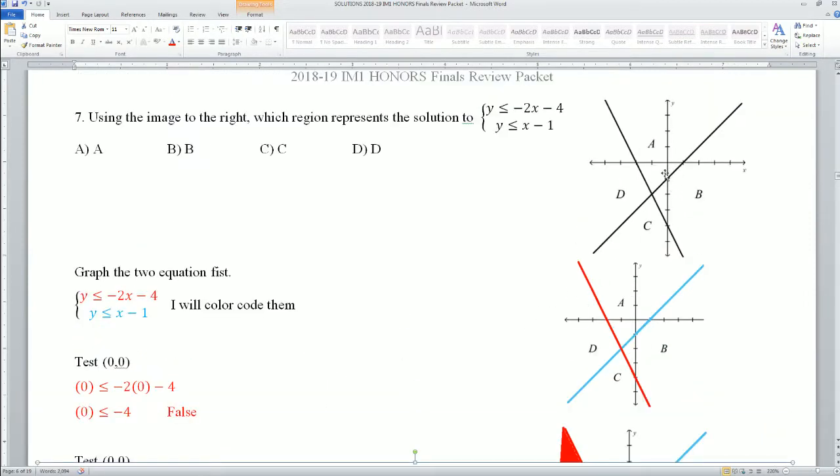Notice that the blue one is on bottom. It has the y-intercept of negative 1, and that's also a positive slope. The red one here, the y-intercept is negative 4. It also goes down, right, which is negative slope. Very easy to graph, okay? If you need help, pull up Desmos or graph it in your graphing calculator, okay?